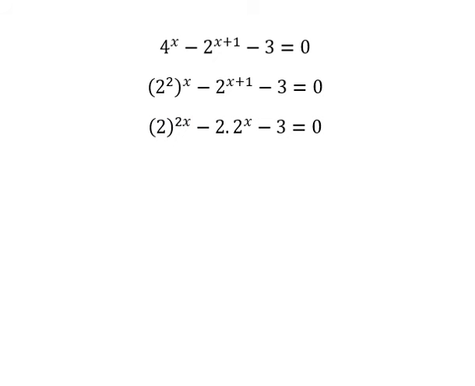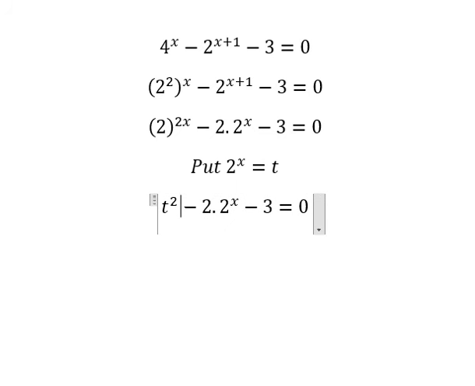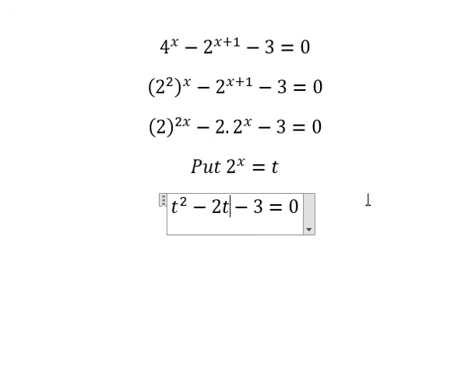Now, I will put 2 to the power of s equals t. So, this one, we have t to the power of 2. This one we change to t, so we have 2t. And now we can find the solution of this one. So we find the solution of t.